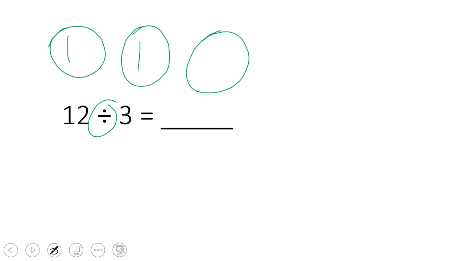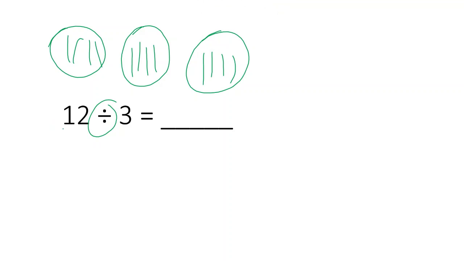So here's 1 in each group. I've passed out 3. Here's 4, 5, 6, 7, 8, 9, 10, 11, 12. So I've passed out 12 items into my 3 groups. Each group has the same number. Each group has 4, so I'd say, well, 12 divided by 3 is 4.